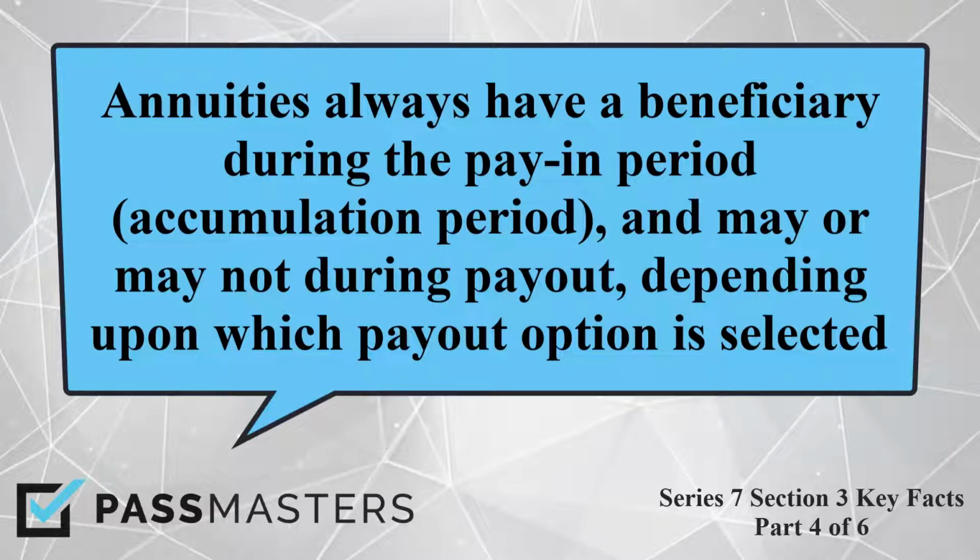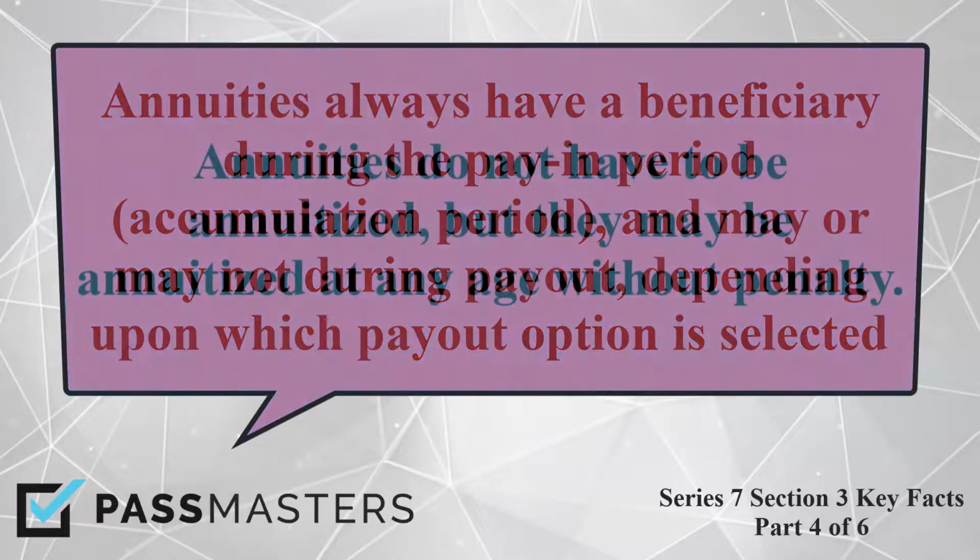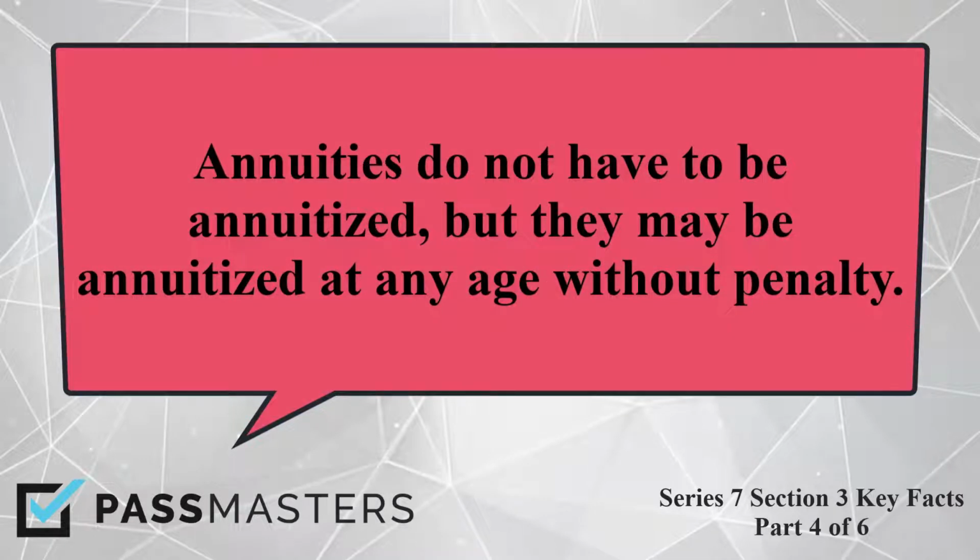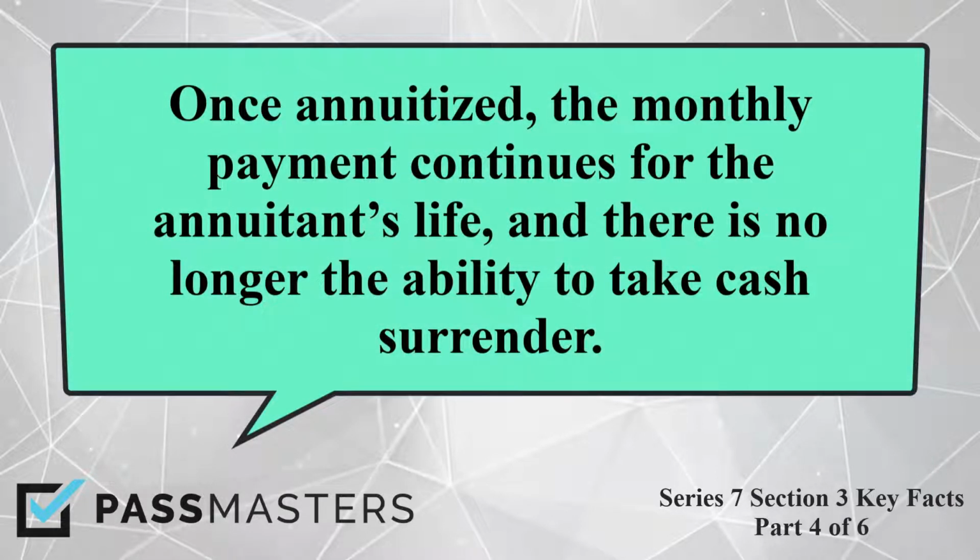Annuities always have a beneficiary during the pay-in period, the accumulation period, and may or may not during payout, depending upon which payout option is selected. Annuities do not have to be annuitized, but they may be annuitized at any age without penalty. Once annuitized, the monthly payment continues for the annuitant's life, and there is no longer the ability to take cash surrender.